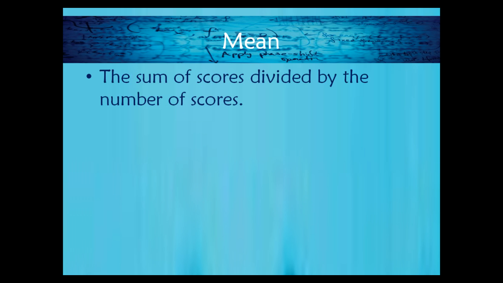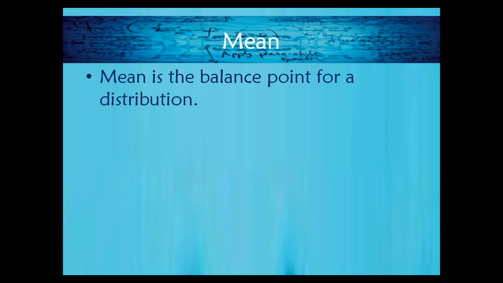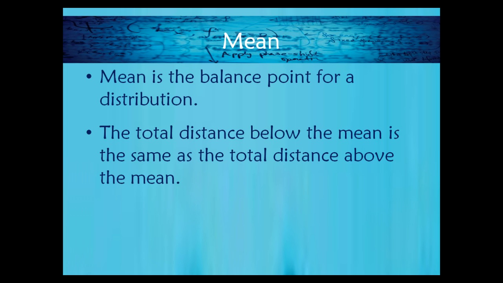The sum of scores divided by the number of scores is the calculation for mean. It's pretty simple. So summation of x divided by big N would give you the mu for a population. And for a sample, it would be M italicized, the summation of x divided by n lowercase to indicate a sample. Mean is the balance point for a distribution. The total distance below the mean is the same as the total distance above the mean.